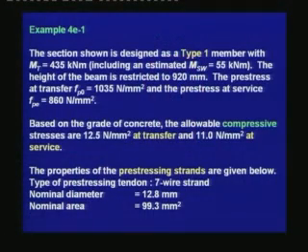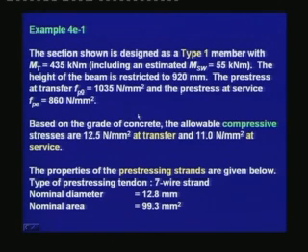Let us understand Magnel's graphical method by an example problem. The section shown in the next slide is designed as a type 1 member with the total moment equal to 435 kilonewton meters, which includes an estimated self weight of MSW equal to 55 kilonewton meters. The height of the beam is restricted to 920 millimeters. The pre-stress at transfer FP0 is equal to 1035 Newton per millimeter square, and the pre-stress at service FPE is equal to 860 Newton per millimeter square.